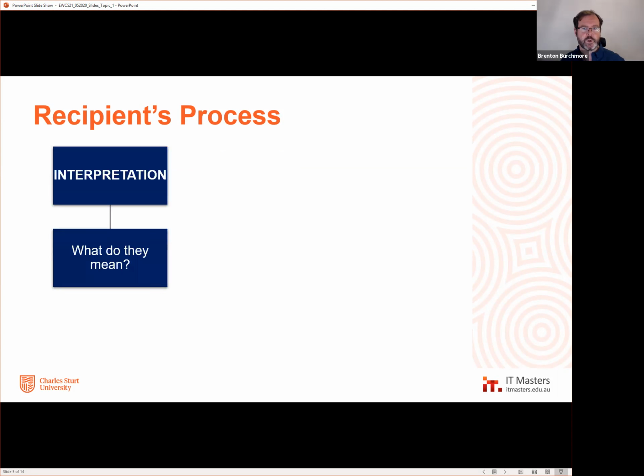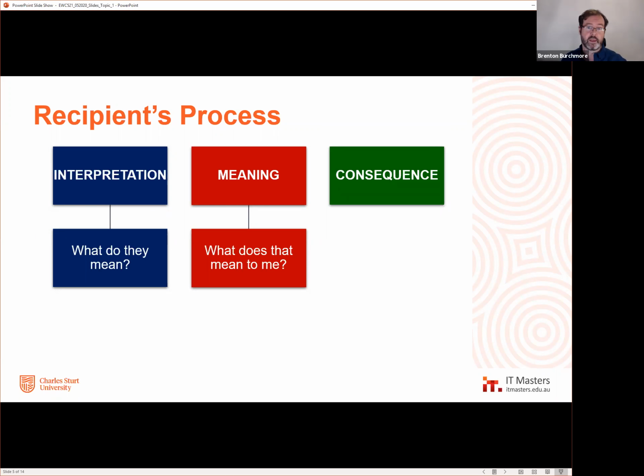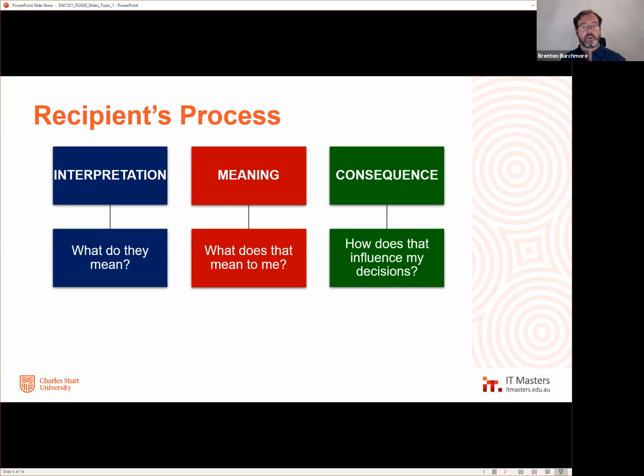The first thing they do is they want to interpret, what did we mean? That's their first step. That's their first challenge. They want to know, what did they mean? So the next thing they want to do is, if they think they've understood that, they will want to decide what it means to them. They will want to know, well, Brenton says this. Okay, I think I know what he means. What do I feel about that? Why does that matter to me? And the third part of that process, where they might make a decision, is how are they going to allow that to influence what they do?